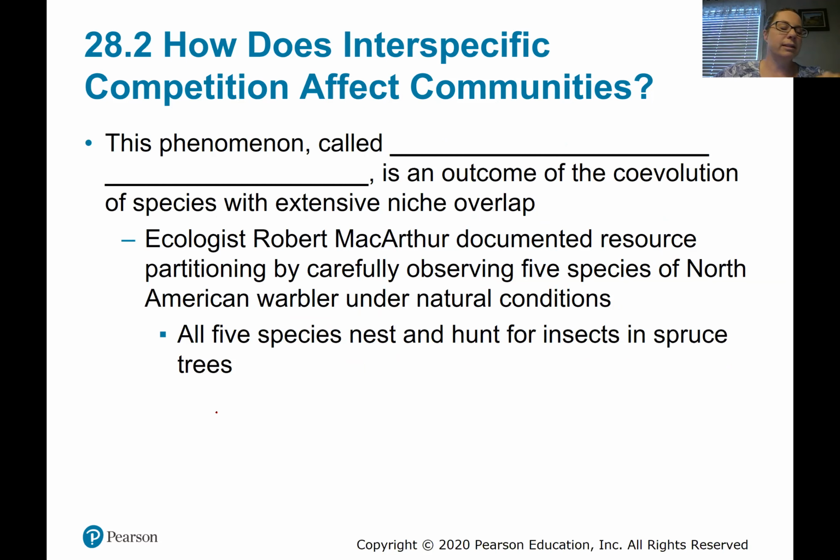So this process is called resource partitioning, where the resources are divvied up a little bit between the species.